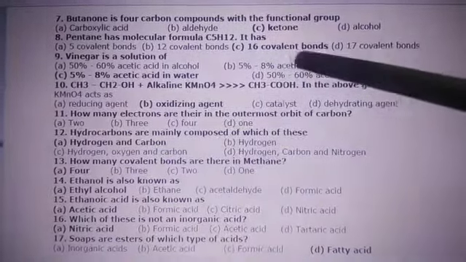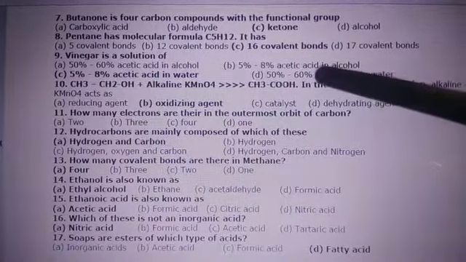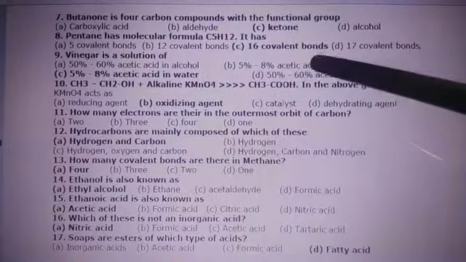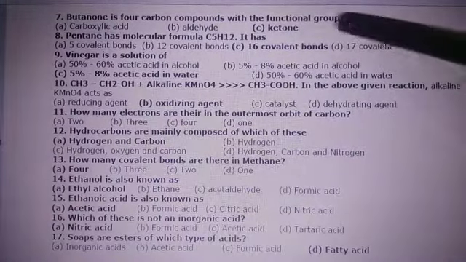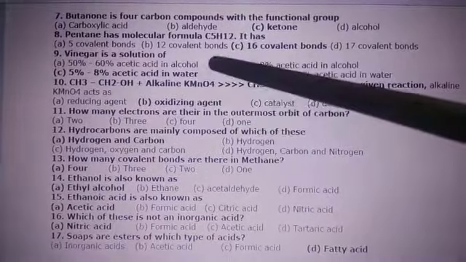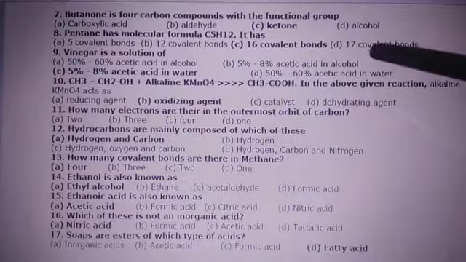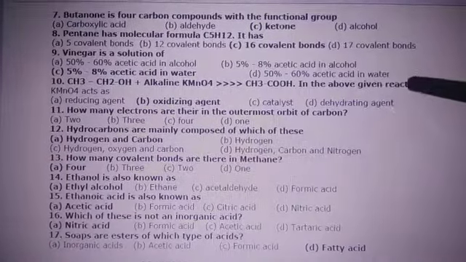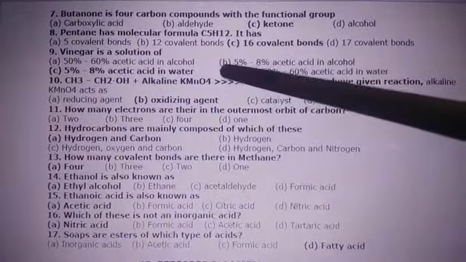Vinegar is a solution of A, 50% to 60% acetic acid in alcohol. B. 5% to 8% acetic acid in alcohol. C. 5% to 8% acetic acid in water. D. 50% to 60% acetic acid in water. The answer is 5% to 8% acetic acid in water.